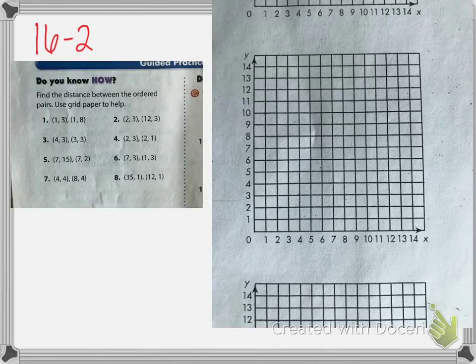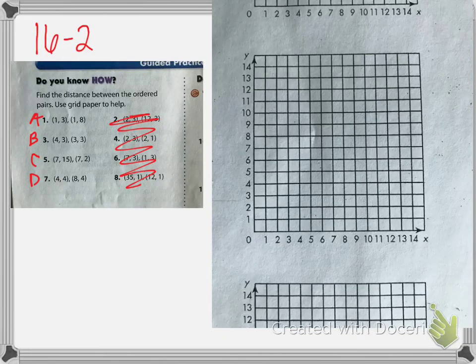So this is 16-2, and we're trying to find the distance between ordered pairs, and you just learned that all of these are ordered pairs. I'm going to be nice here and quickly plot these points, or make the dots on our graph. We're not going to look at 2 through 8. We're just going to look at 1, 3, 5, and 7. So let's label this first one A, B, C, D.